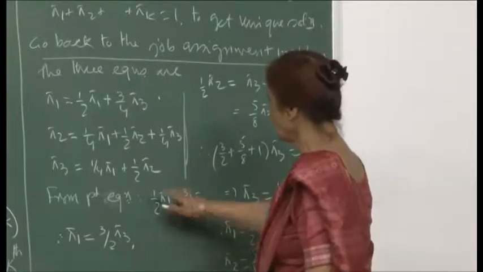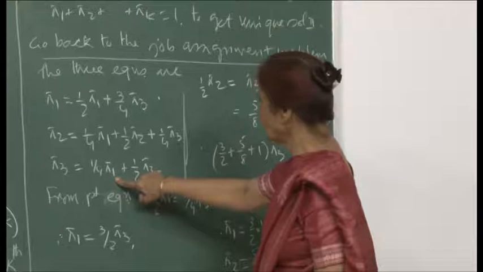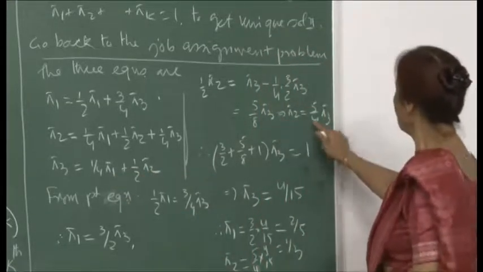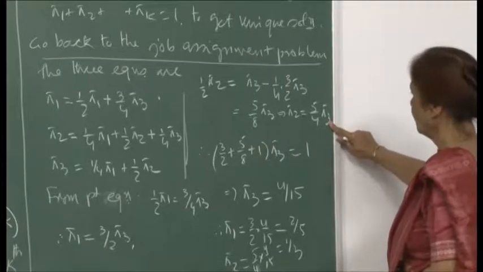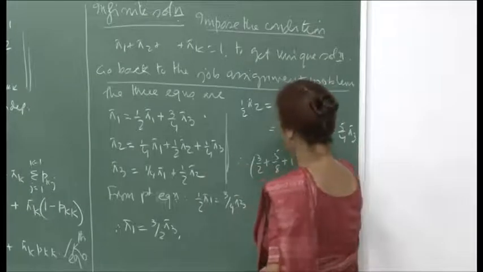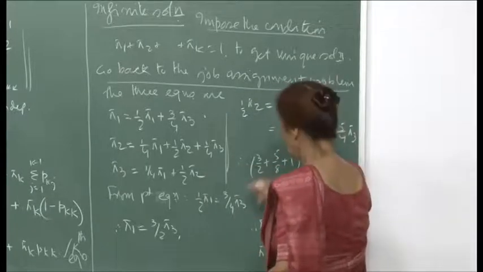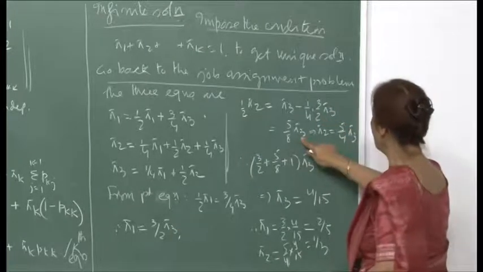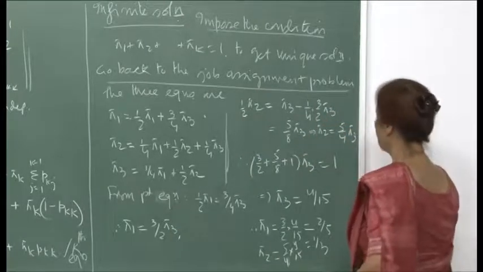And then you can substitute here for pi 1 in terms of pi 3 to get your pi 2. So pi 2 comes out to be 5 by 4 pi 3, okay? Because this is half pi 2 and this is pi 3 minus 1 by 4 into 3 by 2 pi 3, which makes it 3 by 8. So 5 by 8 pi 3, therefore pi 2 is 5 by 4 pi 3.